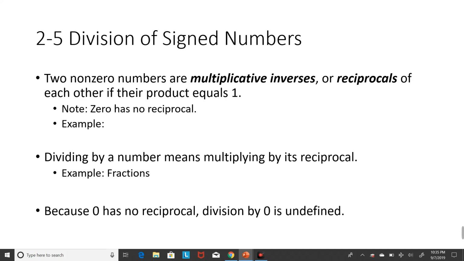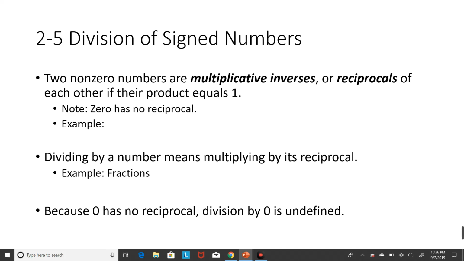Section 2.5 is on the division of signed numbers. And basically it works exactly like the multiplication of signed numbers, because if they're both positive or both negative, the answer comes out positive. And if they're opposite signs, the answer comes out negative. But the author does talk about another vocabulary term. Two non-zero numbers are multiplicative inverses or reciprocals of each other if their product equals 1. And then there's a note that 0 does not have a reciprocal.